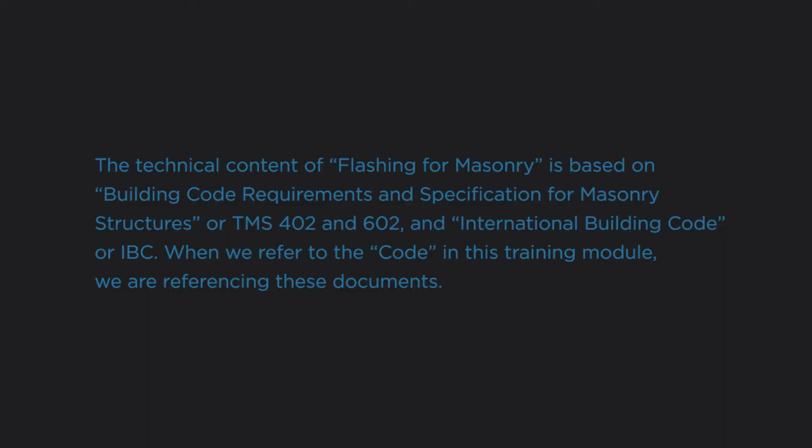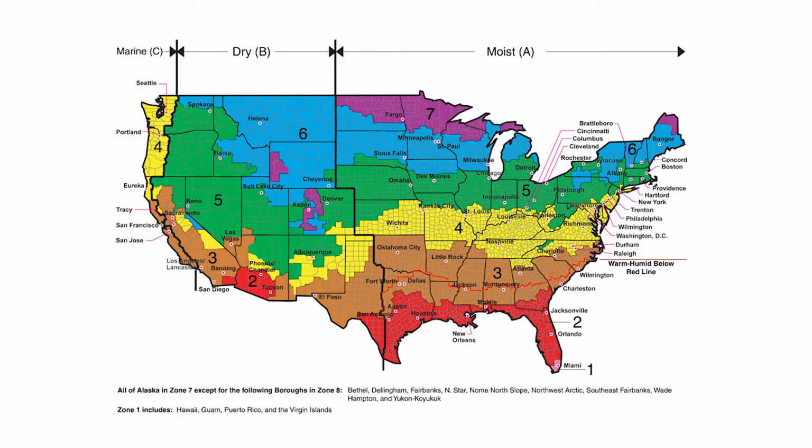The technical content of flashing for masonry is based on building code requirements and specification for masonry structures, or TMS 402 and 602, and International Building Code, or IBC. When we refer to the code in this training module, we are referencing these documents. Many of the details shown in flashing for masonry are most perfectly suited for northern climates. In almost all cases, they are still considered best practices.